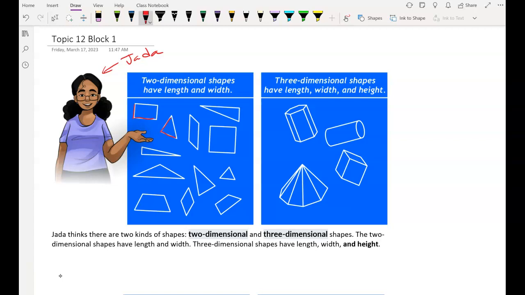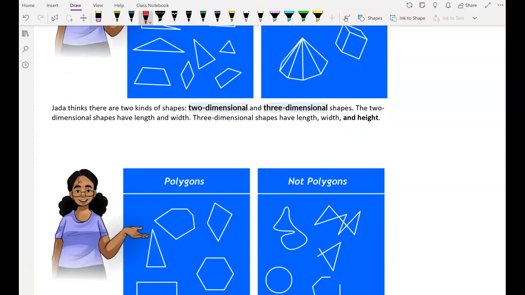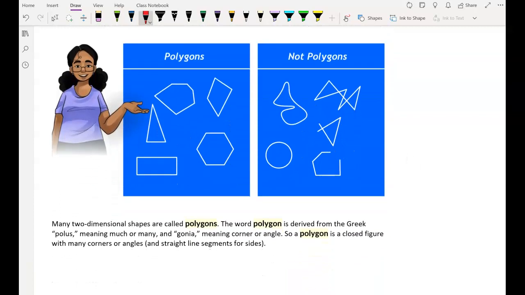Anyway, two-dimensional, three-dimensional shapes. Now, here's Jada again. She's going to explain that many two-dimensional shapes are called polygons. The word polygon is derived from the Greek polis, meaning much or many, and gonia, meaning corner or angle. So a polygon is a closed figure with many corners or angles. And I should mention that they also have straight line segments for sides.